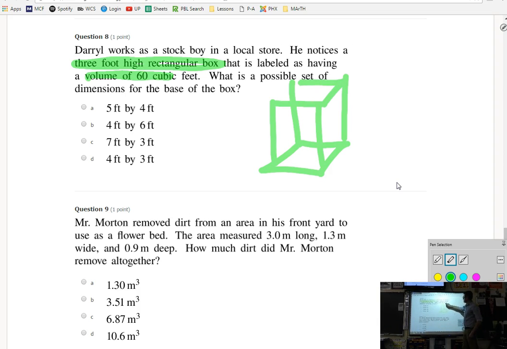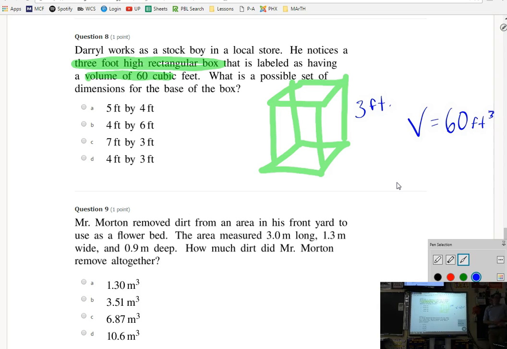All we know is it's 3 feet tall, and its volume is 60 cubic feet. So, we know our volume formula. This is one of those times like back in our circles unit where sometimes we got to work backwards to figure out what we're actually doing.